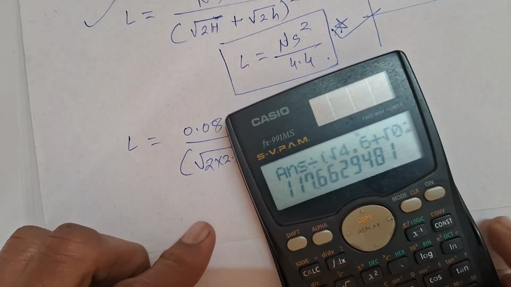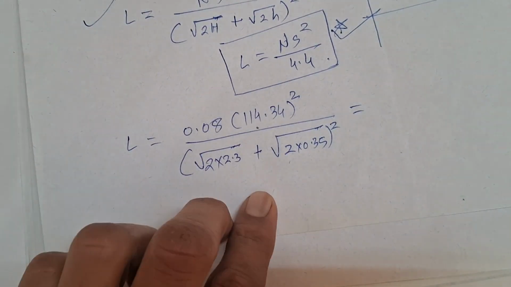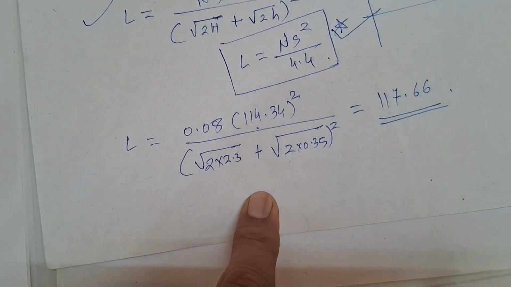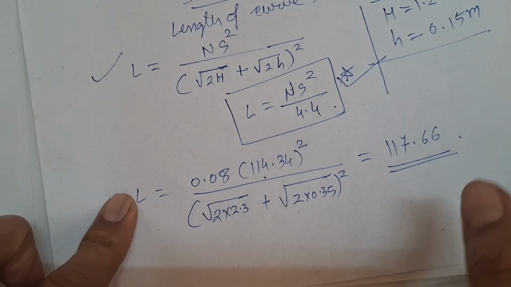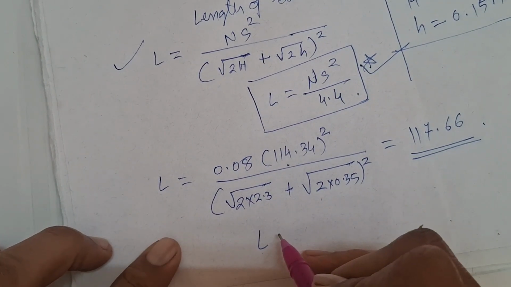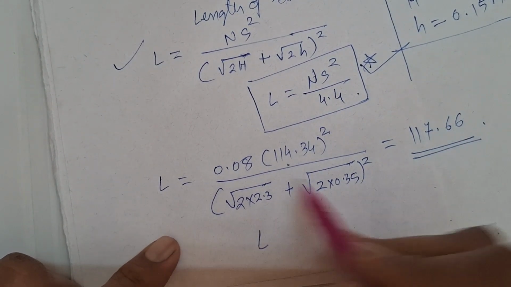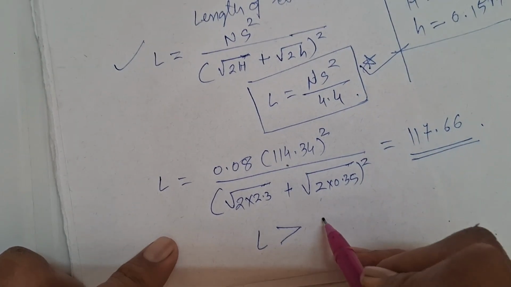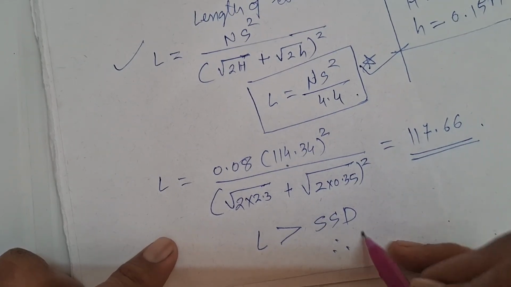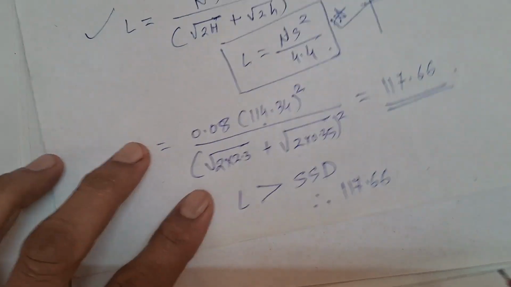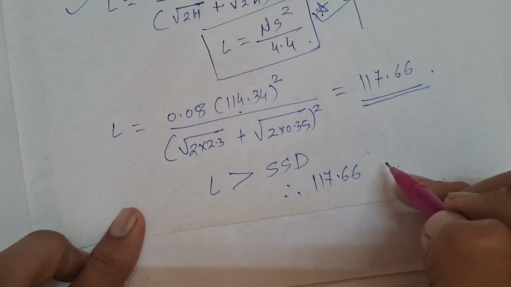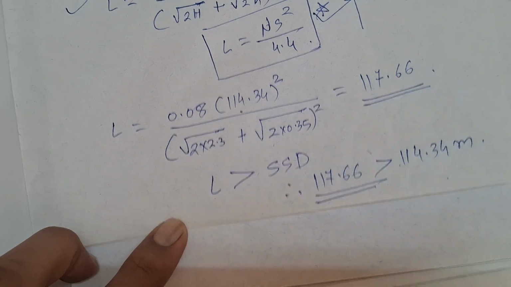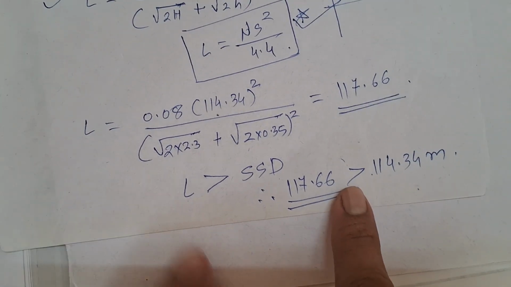So we are getting 117.66. See, our assumption is also right. The length of curve L is greater than our SSD, because 117.66 is greater than 114.34 meter. So our answer is 117.66. Okay, thank you very much.